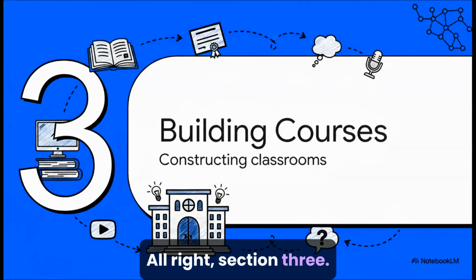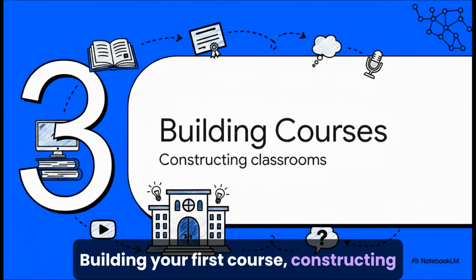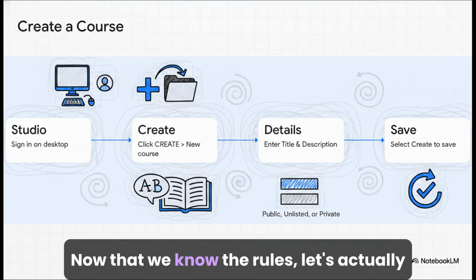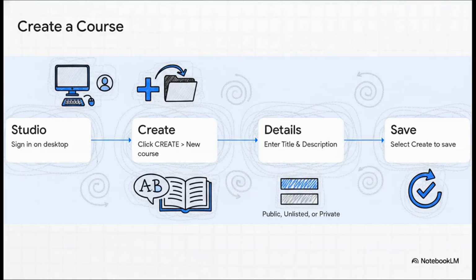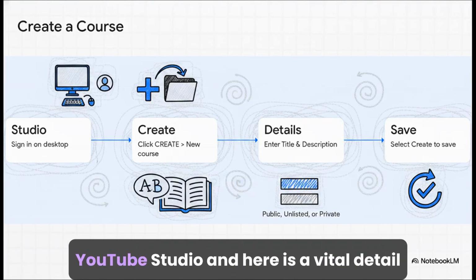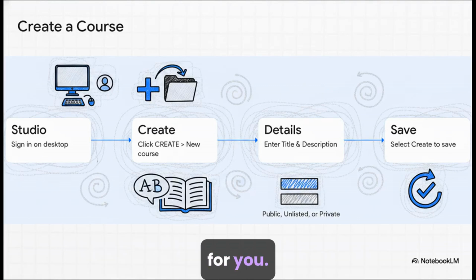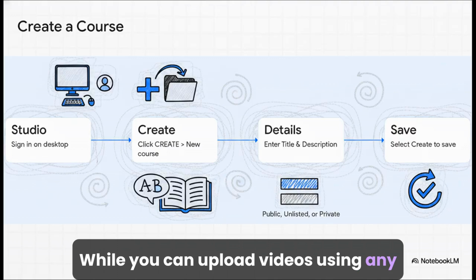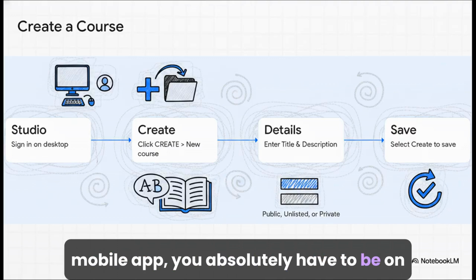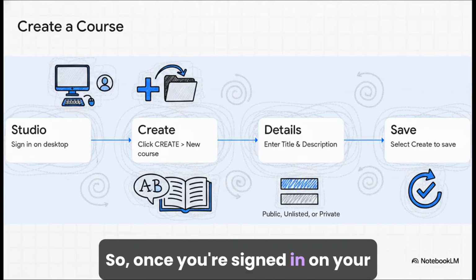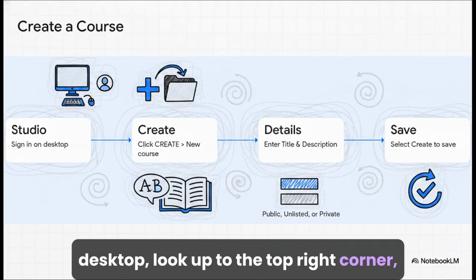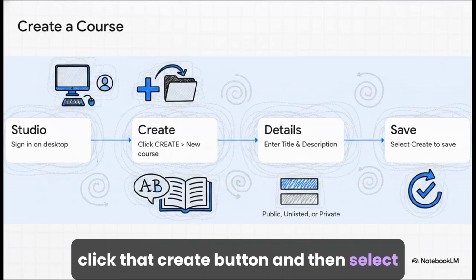All right, Section 3, building your first course, constructing the classroom. Now that we know the rules, let's actually construct the classroom inside YouTube Studio. The setup happens entirely in YouTube Studio, and here is a vital detail for you. While you can upload videos using any mobile app, you absolutely have to be on a desktop computer to create and manage your courses. So once you're signed in on your desktop, look up to the top right corner, click that Create button, and then select New Course.